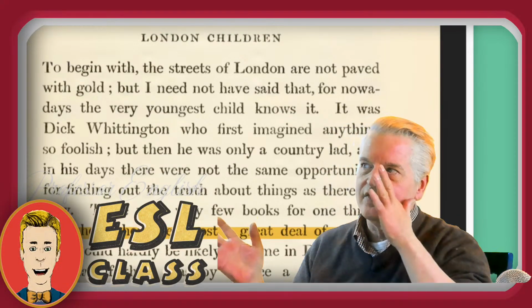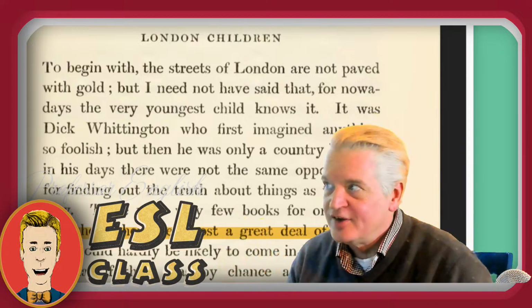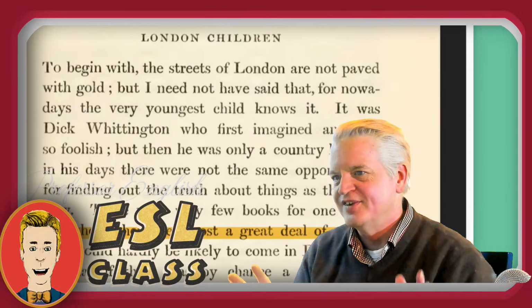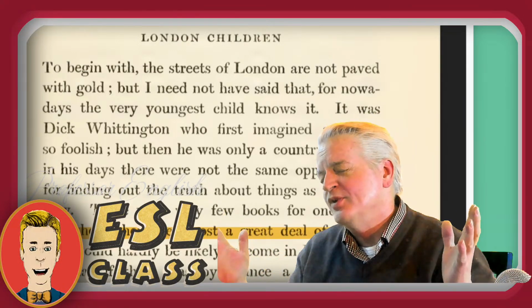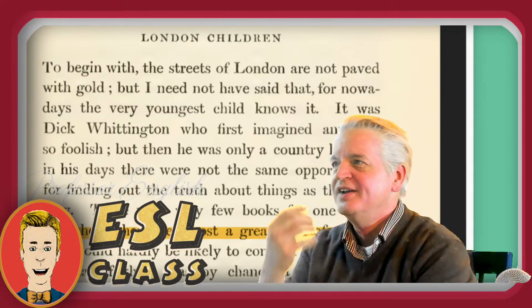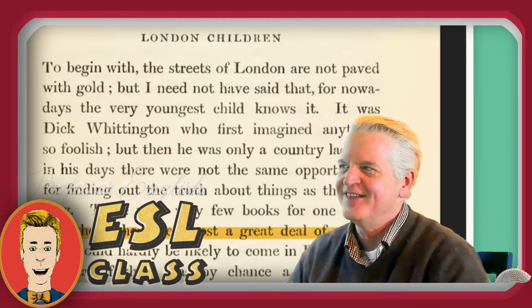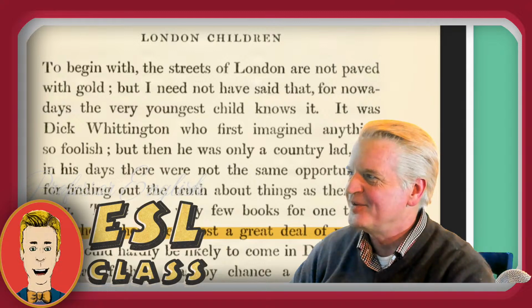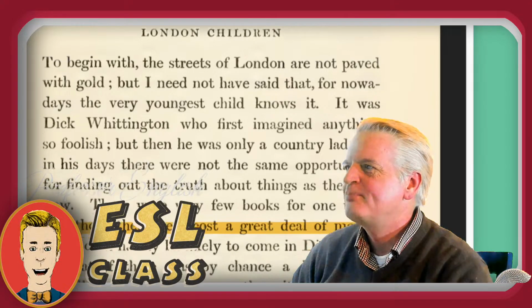So to begin with, the streets of London are not paved with gold. So they're saying it's not the most wonderful place in the world. Even if that's what people tell you, it's not true. So that's a lovely way to start the book, don't you think?